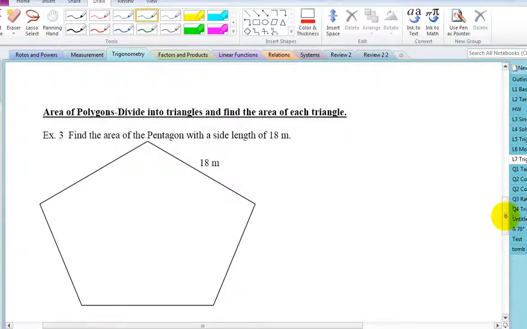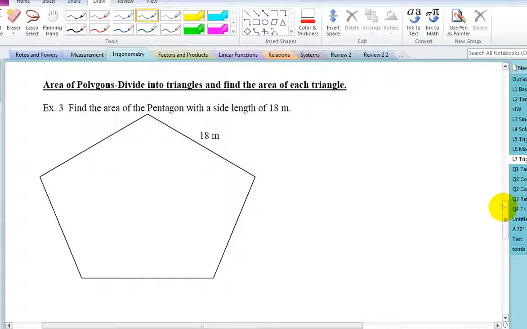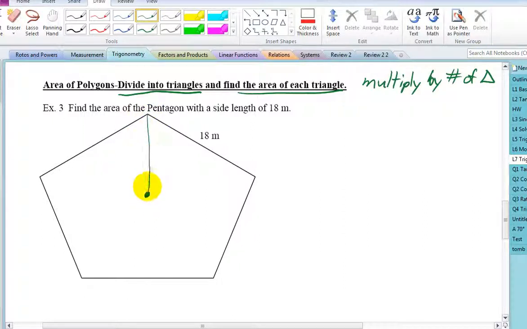Okay, next one. This one's a little bit of a weird question, but we want to go over it because I have seen this before. We want to find the area of each triangle. So first of all, we have to divide this polygon into triangles. Then find the area of each triangle, and then multiply by the number of triangles.